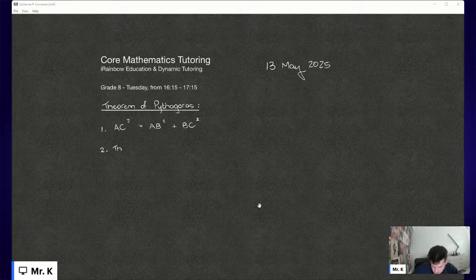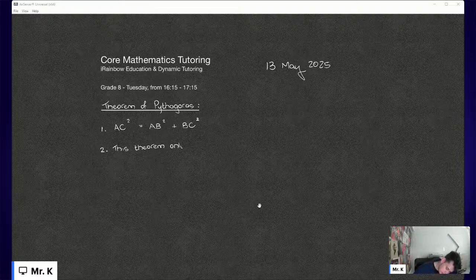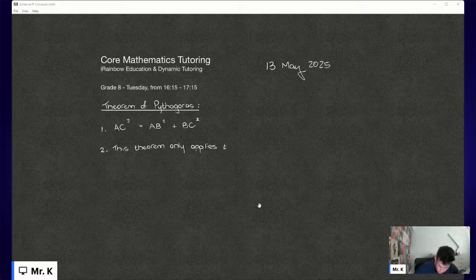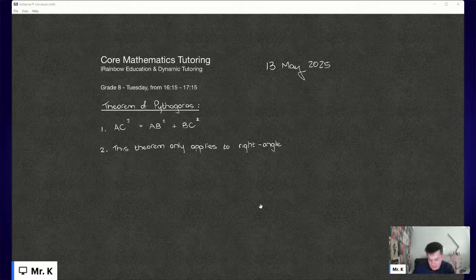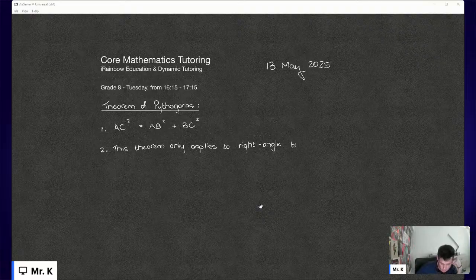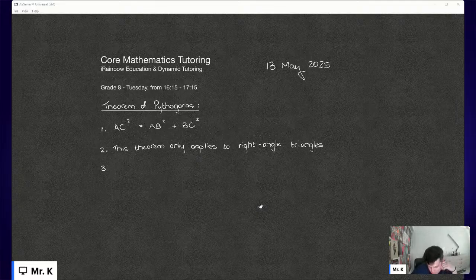But what you do need to keep in mind is that this theorem only applies to right-angled triangles. It only applies to right-angle triangles. So you might be thinking, okay, I know what it applies to and I can see sort of what it looks like visually, but what do we have this theorem for in the first place? What is the why around this section of work? Why do we have it?